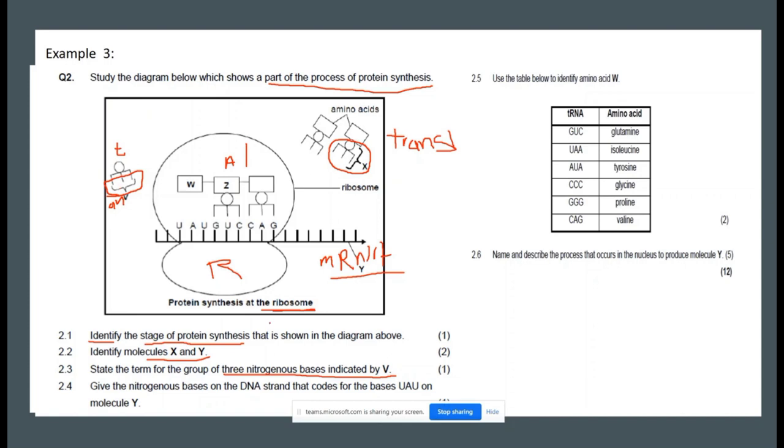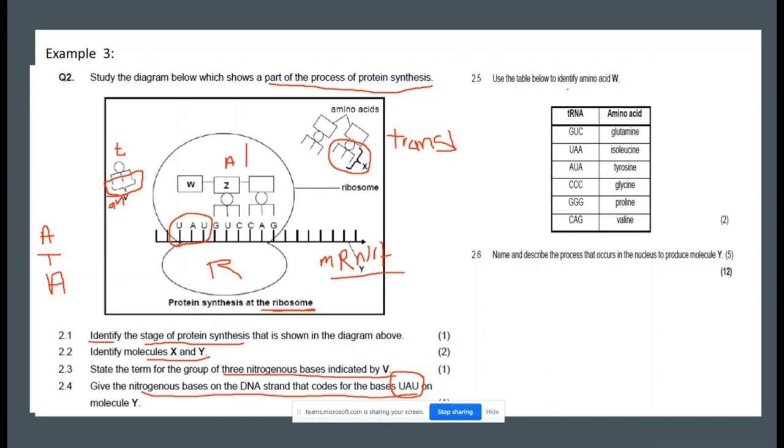Give the base triplet on the DNA strand that codes for the UAU on molecule Y. So that is a codon. They want to know which three bases on DNA would code for UAU. So I need to work backwards to my DNA. To get the U, it had to pair with adenine. Adenine paired with thymine, and ATA. Am I correct? Well done. There is ATA coming through from Marion, from Valhalla. Well done. I am very impressed.